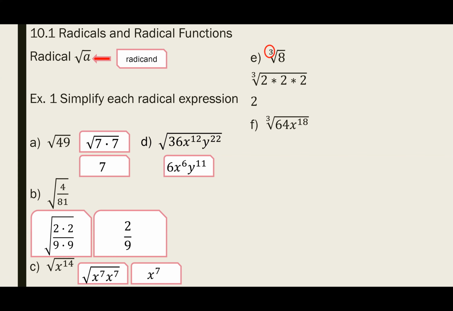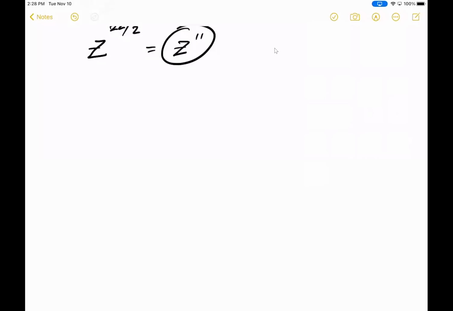Let me take a look at this thing here. I don't think I broke it down. Let's take a look at this item. So we have the cube root of 64 x to the 18. If we have the cube root of 64 x to the 18, what do we do? How would we go about doing this problem? So think about this thing here, ladies and gentlemen.